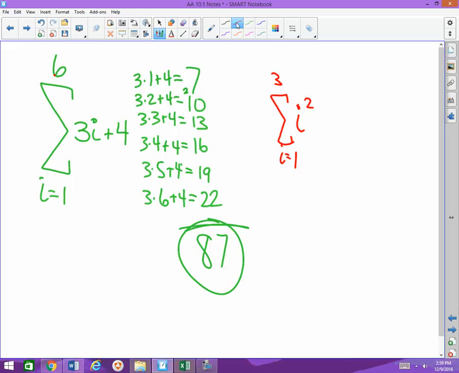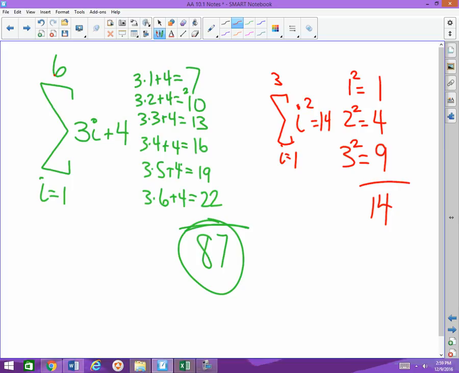Here we have the sum of the terms of i squared. So 1 squared is 1, 2 squared is 2, 3 squared is 9, and 2 squared is not 2. 2 squared is 4. And then we add those up to get 14. And so the sum of the first 3 terms of i squared is 14.